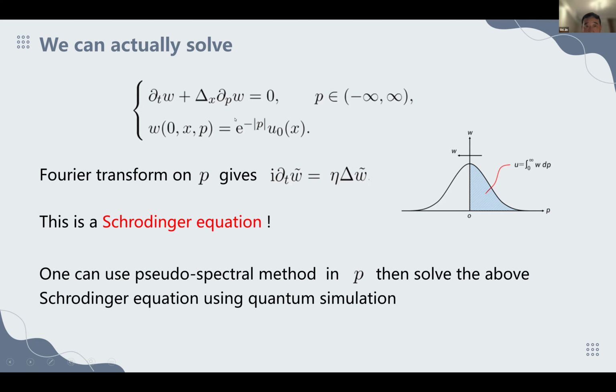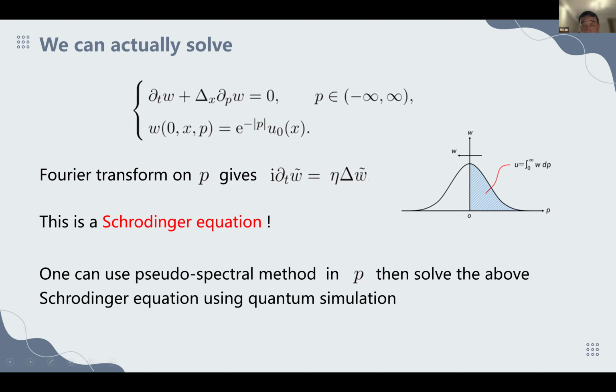Now I take Fourier transform on P. Because it's the first derivative in P, you get this I times this Fourier mode eta. Now look at this equation on W tilde. That's exactly the Schrodinger equation. So this is the equation that the quantum computer can simulate. You can do quantum simulation on this W tilde equation.